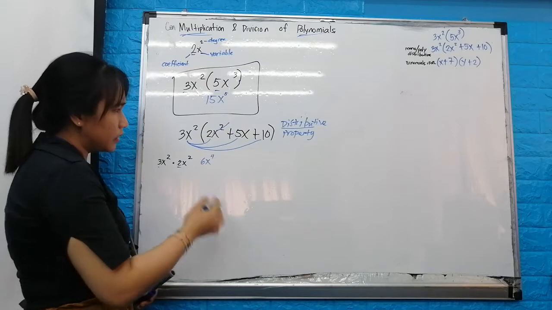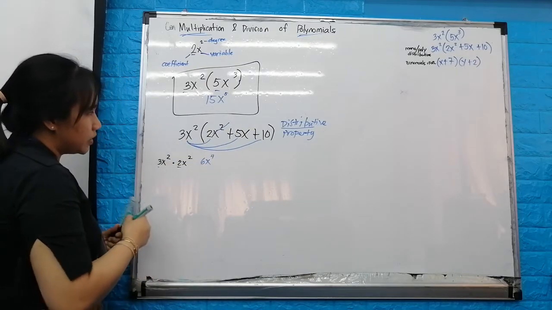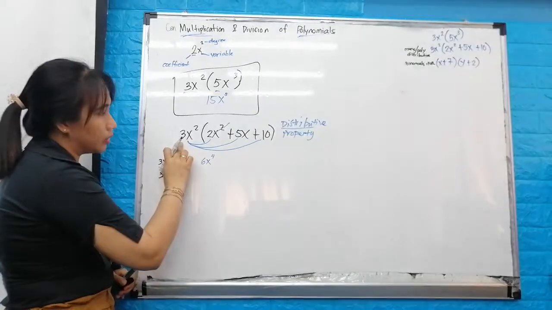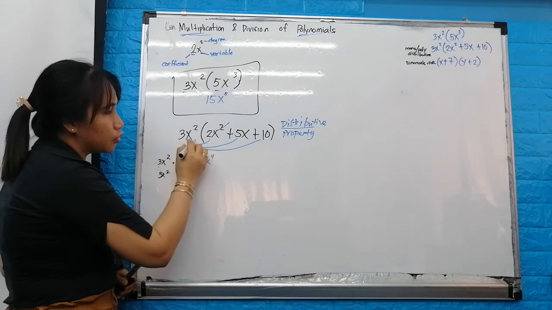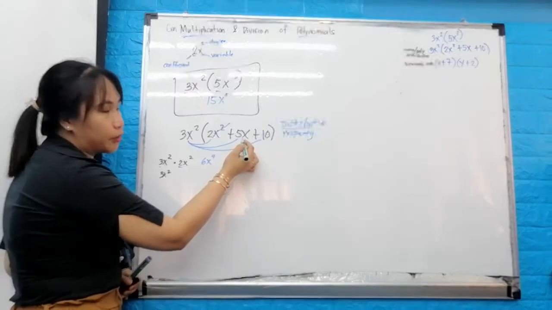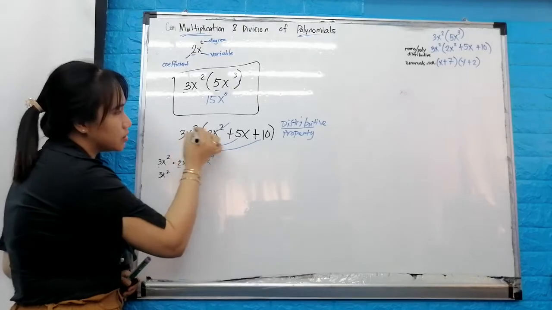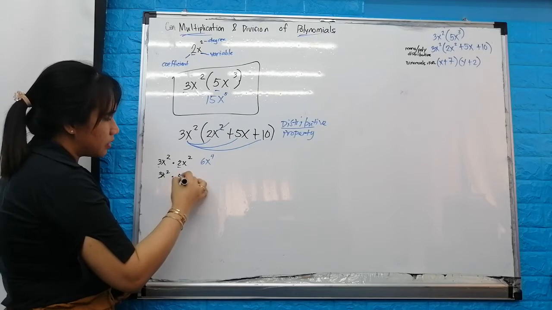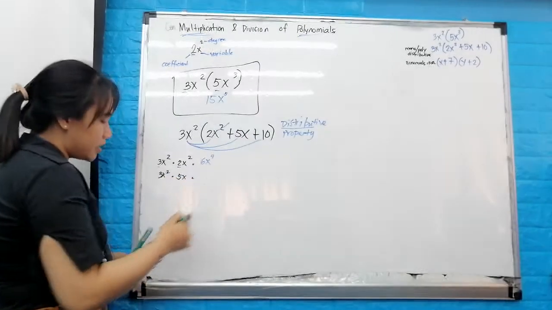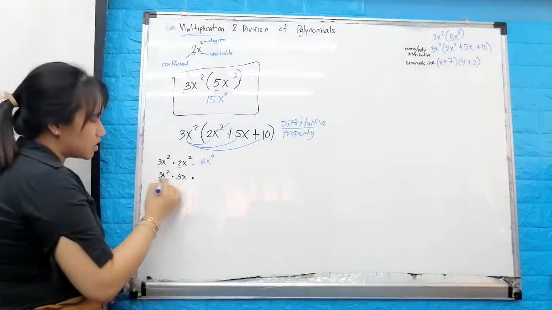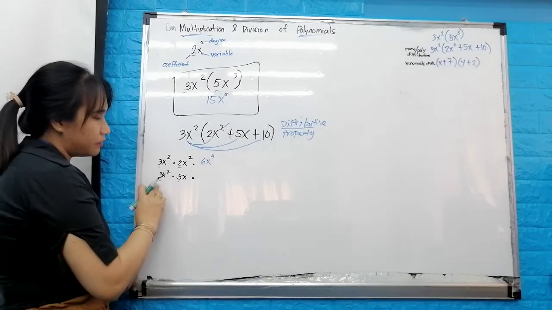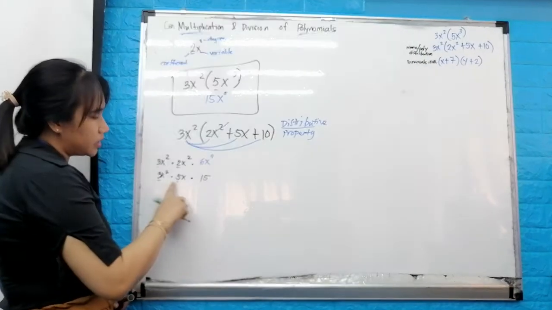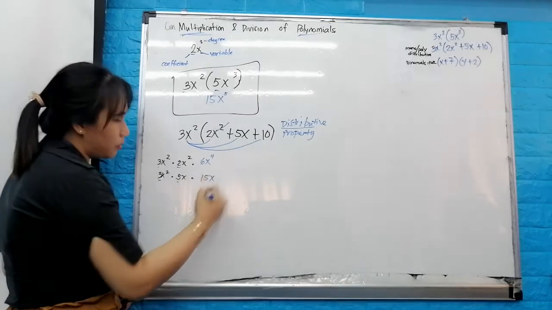Now let's proceed to your second term, because it's the distributive property. Again, you're going to distribute your monomial to each term of your polynomial. That means you're going to distribute 3x squared to your second term, because we've done the first one. So that means it is 5x. Again, take the coefficients, your 5 and your 3. So 3 times 5 is 15. Maintain your variable, which is x.